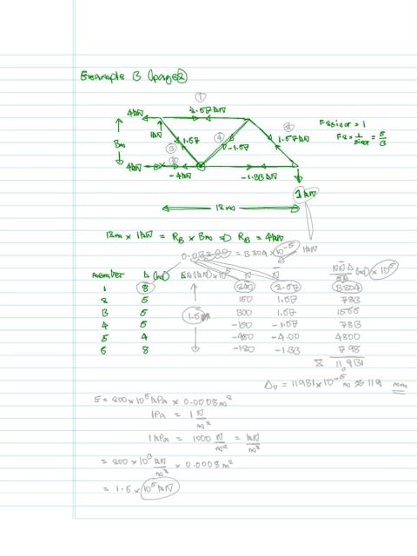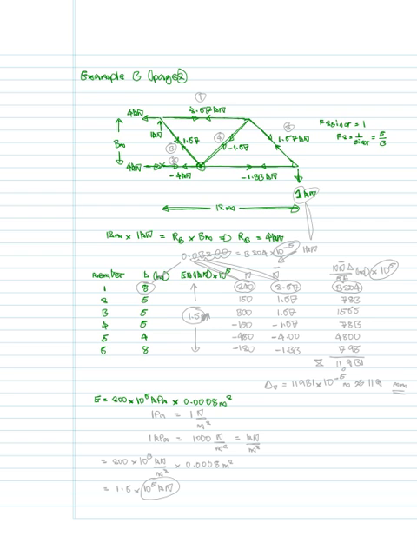Now let's work out EA, in kilonewtons times 10 to the 5. So we're told that E is going to be equal to 200 times 10 to the 6 kilopascal, and that needs to be multiplied by A, which is going to be 0.0008 meters squared.